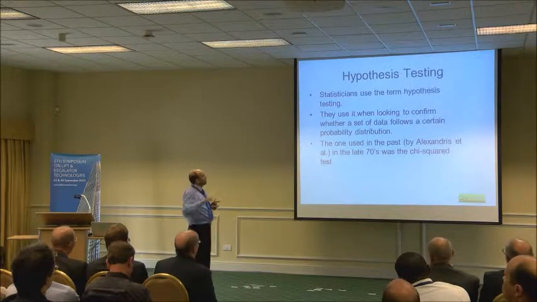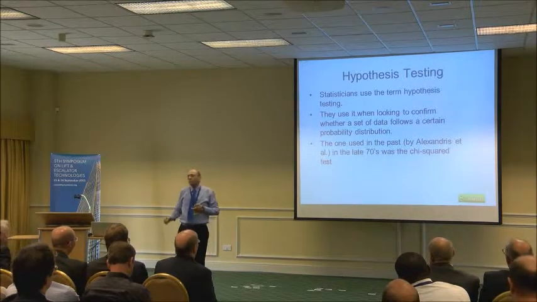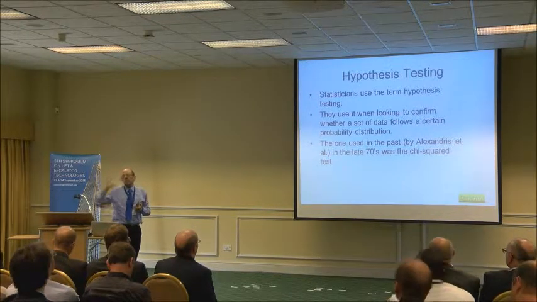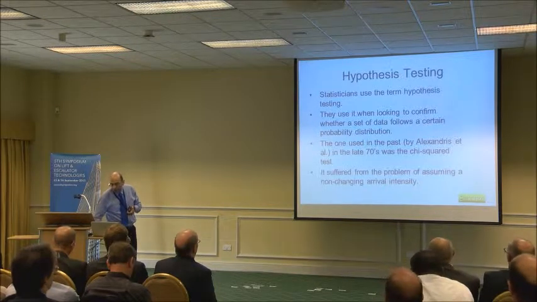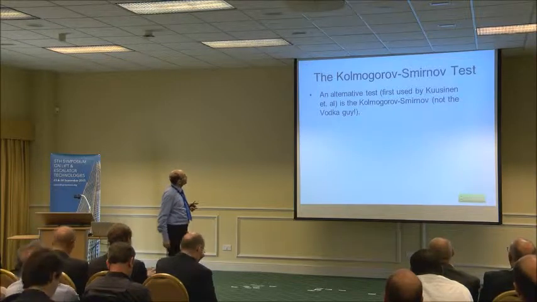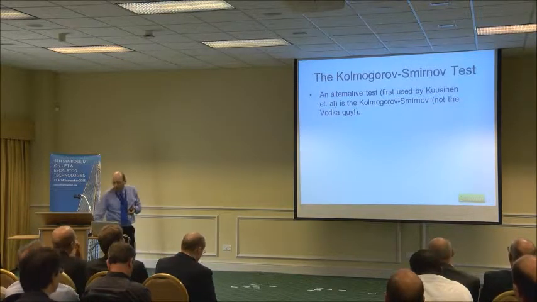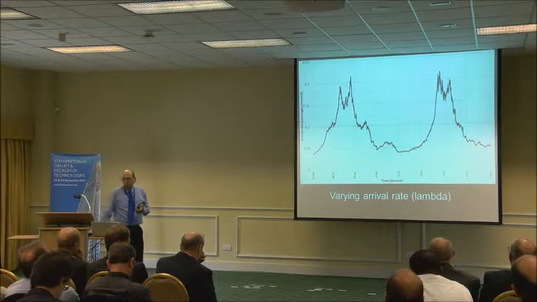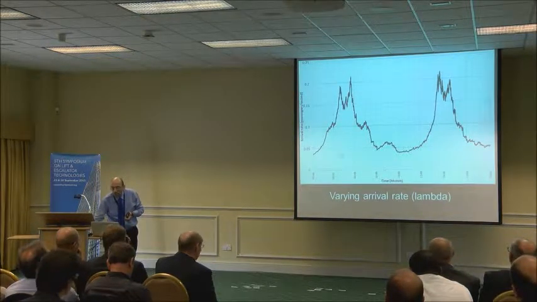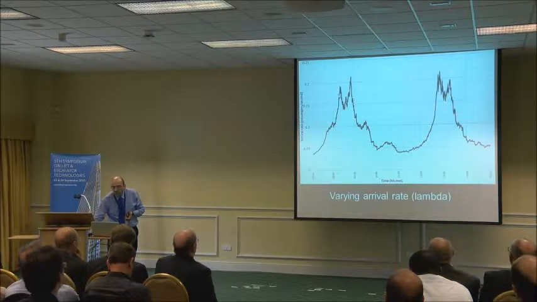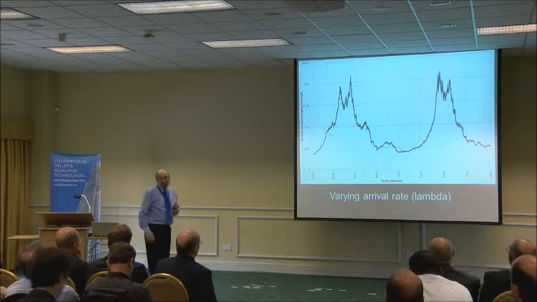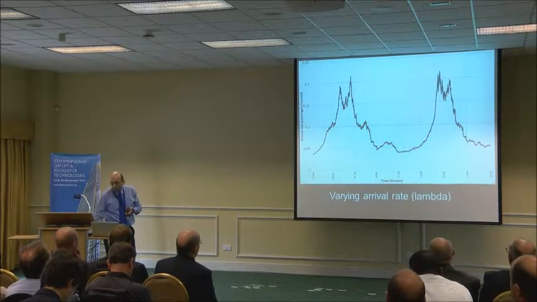Alexandros and Gina, they did some work in the late 70s, and they used what's called the chi-squared test. Now, the chi-squared test is no use if you have the intensity varying throughout the day. So a much better way was to use the KS test, the Kolmogorov-Smirnov test. And the advantage of this test, it can deal with varying numbers. You'll look here, for example, during this period of time, the arrival rate has increased and reduced, and it's very difficult to apply a chi-squared test. So the KS test is a much better test for that sort of application.